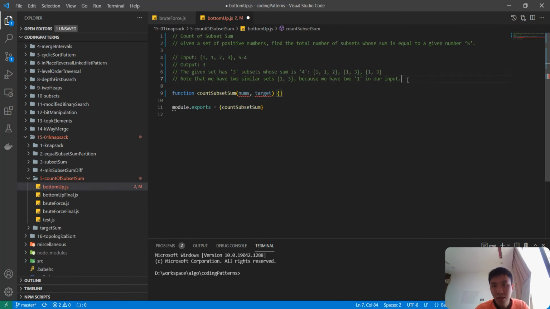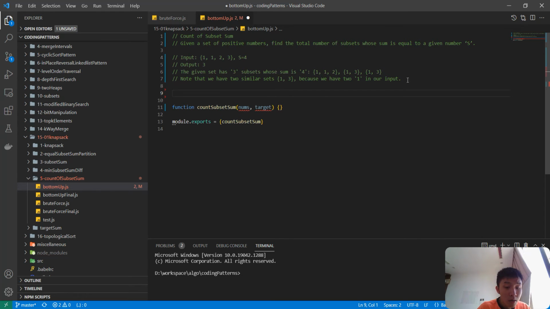Okay, so let's start with our two-dimensional table first. What is the row and what is the column? The columns, like in every problem in this dynamic programming category, would be starting from 0 to s: 0, 1, 2, 3, 4.